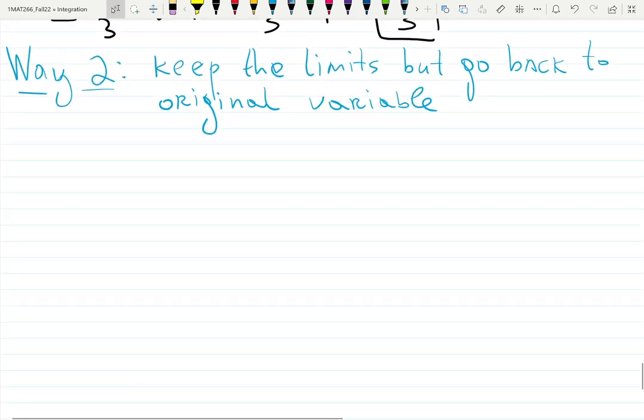Now, why did so many people approach me last time and ask, well, I don't change limits of integration? So write this down. Way 2. Yes, we sometimes teach you to keep the limits of integration.